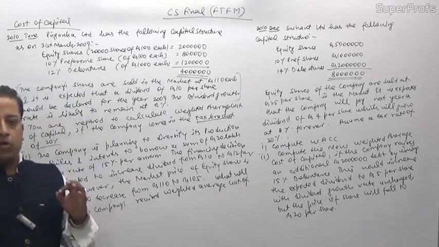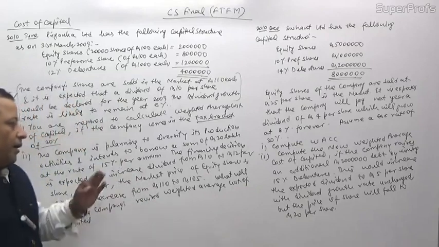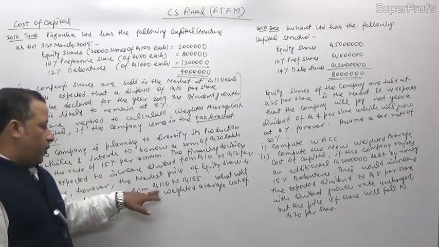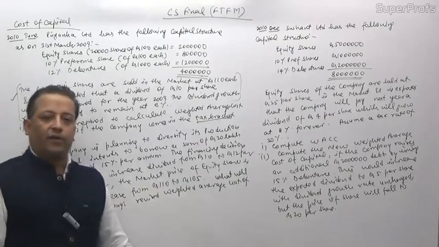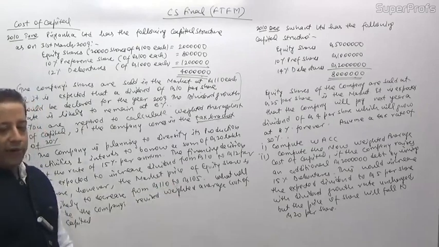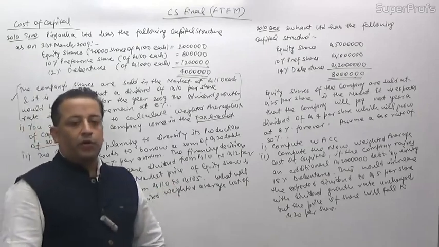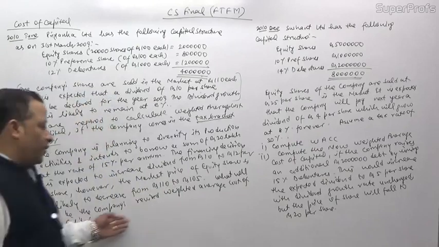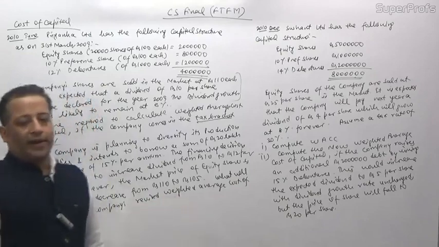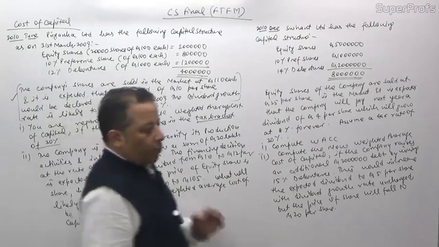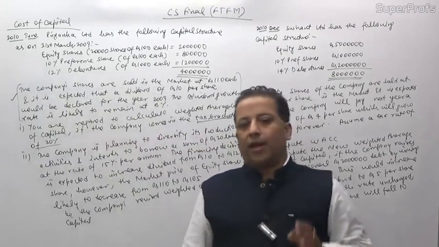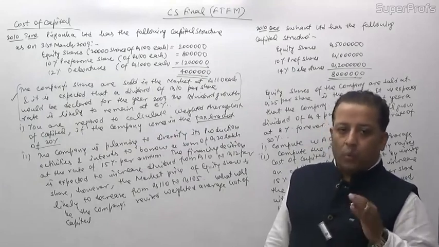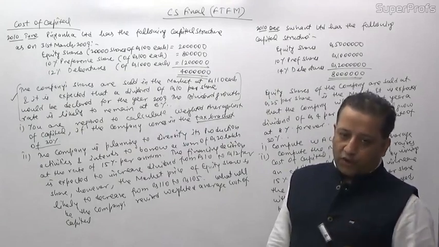Increase from rupees 10 to rupees 12 per share, and the market price of equity share falls from rupees 110 to rupees 105. Then I need to calculate what will be the company's revised weighted average cost of capital if the expansion program has been taken into consideration, if the company expands its operations. What will be the impact? What will be the revised weighted average cost of capital?